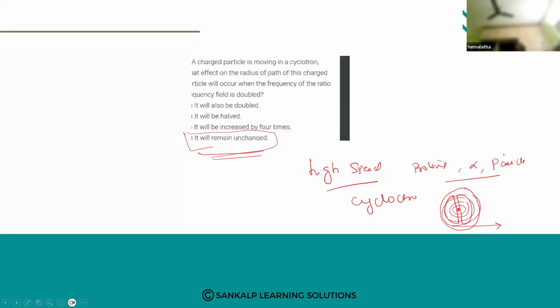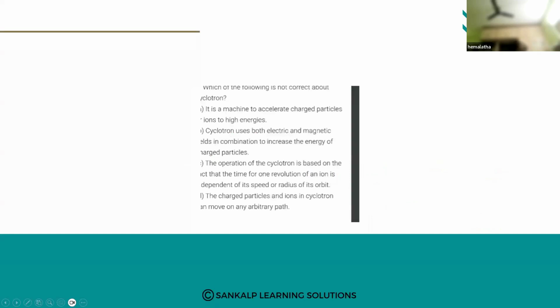Next one is: machine, which of the following is not correct? They have said the same thing again. This is not correct. Okay, that is, it is a machine to accelerate charged particles to high energies. Now cyclotron uses both electric and magnetic field. Operation of the cyclotron is based on this one.